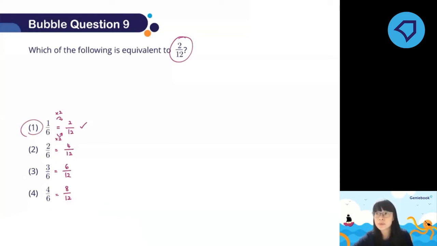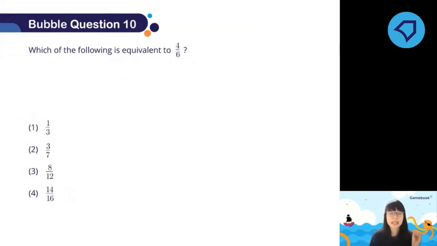We still have a little bit more time. Let's do one more for another 10 bubbles. Okay, let's take a look at this one. Which of the following is equivalent to 4 over 6? This one is a little bit more confusing now because the denominators are no longer the same. So what you can do is to always find the simplest form.